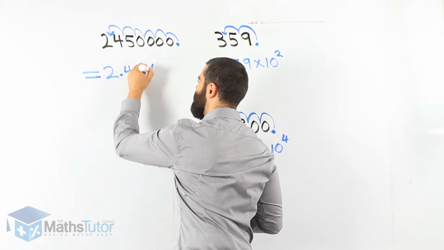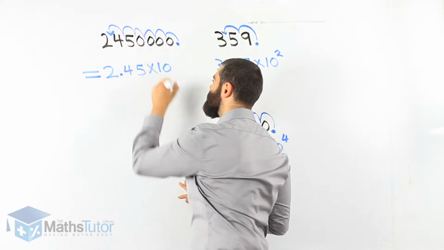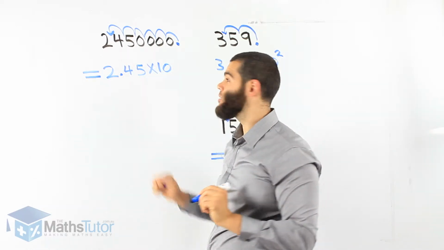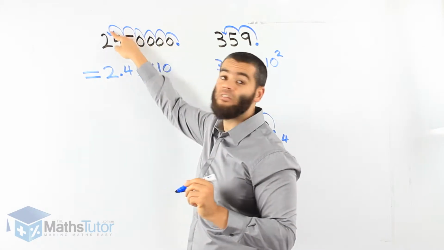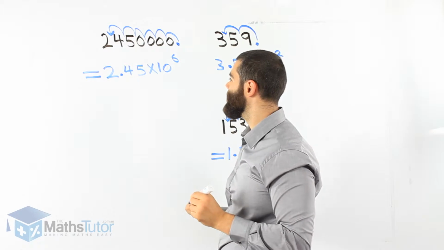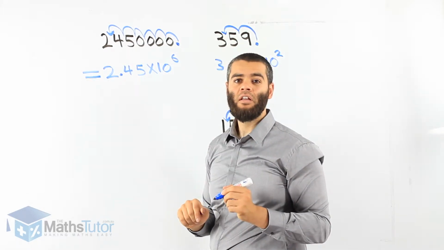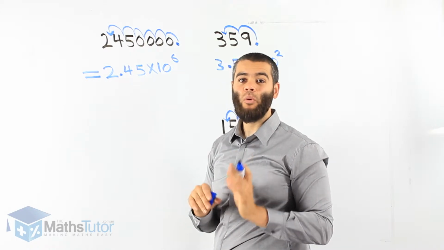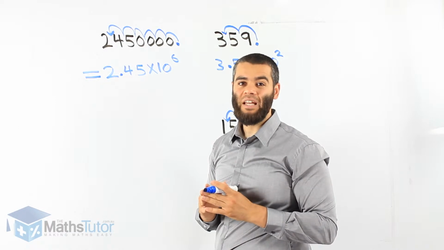2.45 times what? Times 10 to the power of how many jumps? 1, 2, 3, 4, 5, 6, to the power of 6. 2.45 times 10 to the power of 6. That's how simple it is. We always look to make a number between 1 and 10. Let's do some more examples.